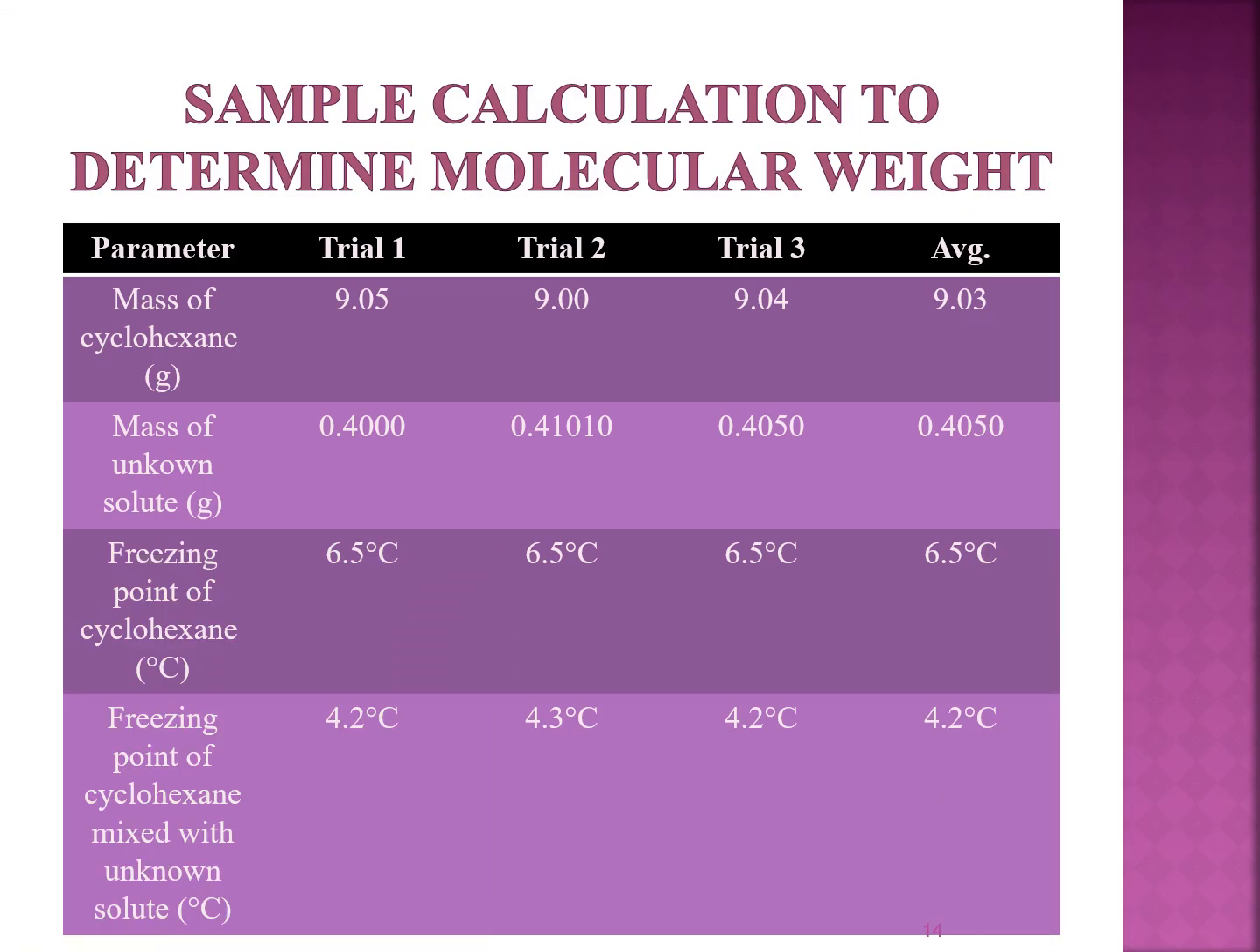Sample calculation to determine molecular weight. Here we have 3 trials, and then we have taken the average for each. The parameters we have measured are the mass of cyclohexane, mass of unknown solute, freezing point of cyclohexane, and freezing point of cyclohexane mixed with unknown solute. And then we have taken the average of all these.